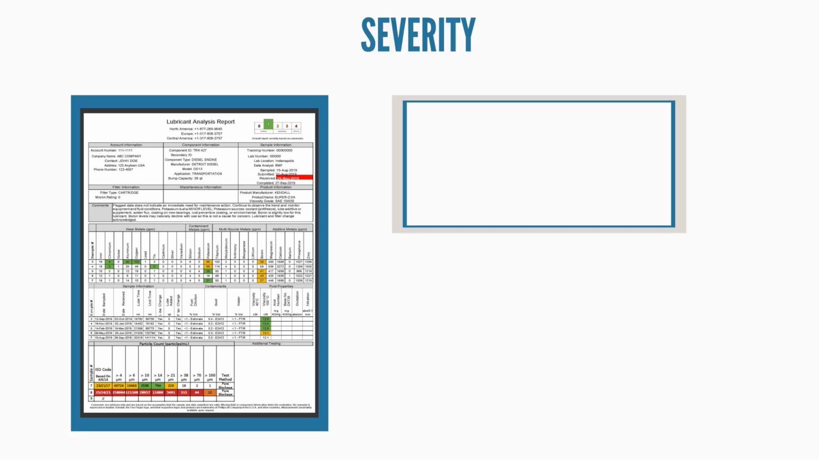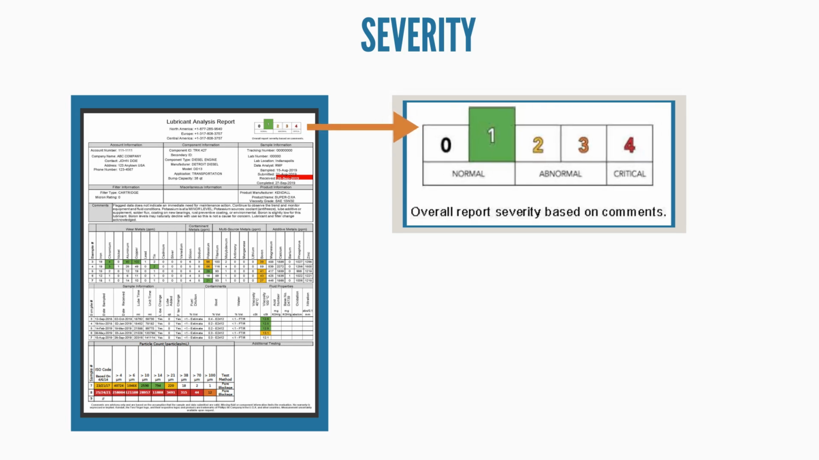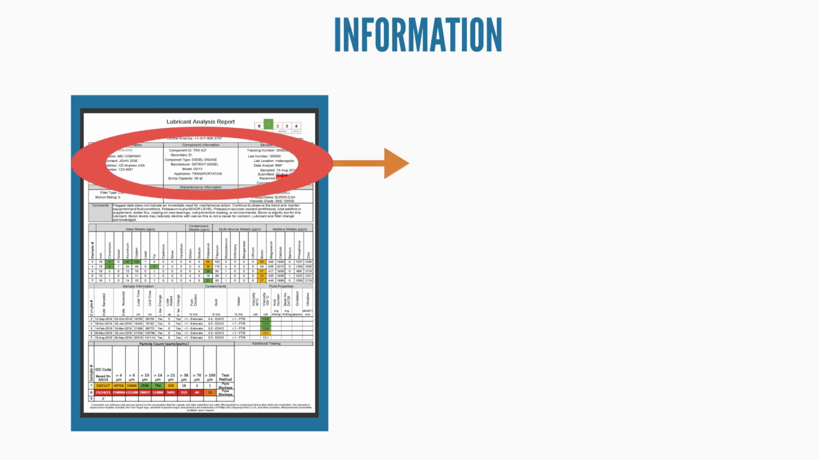The first area to look at when you receive your report is the severity scale in the top right corner. Severities range from 0 to 4 on a scale of normal to critical, 4 being the most critical. The overall report severity is based on both comments and test results, not just individual results. This phone number at the top of every report lets you contact a data analyst for report clarification questions and assistance.